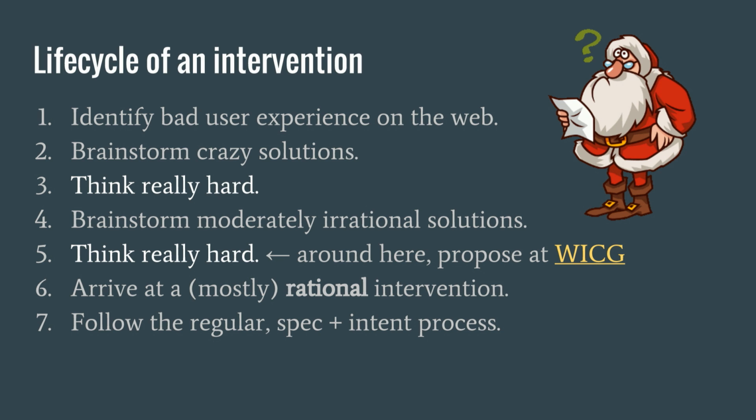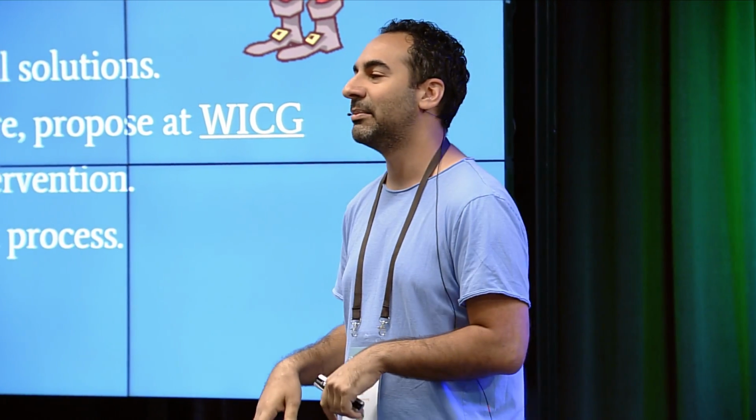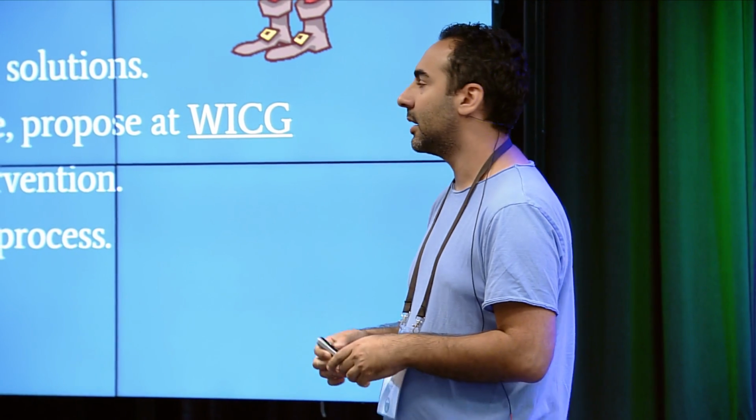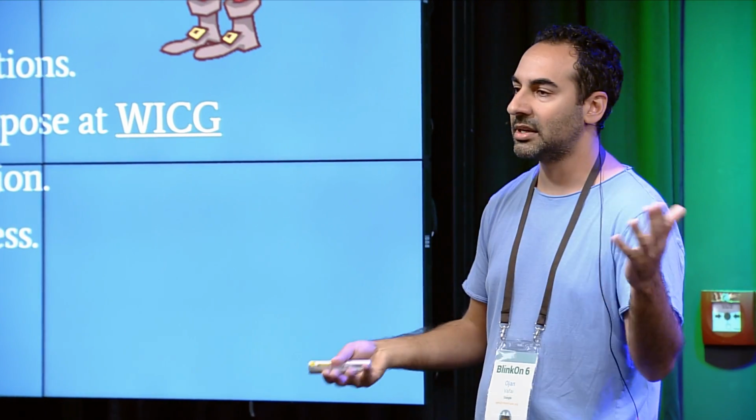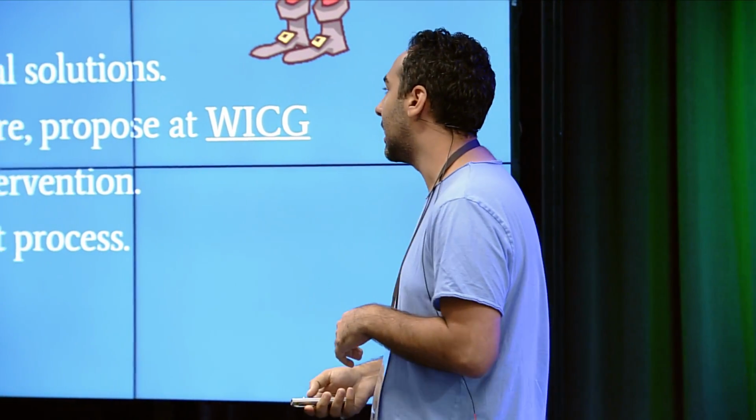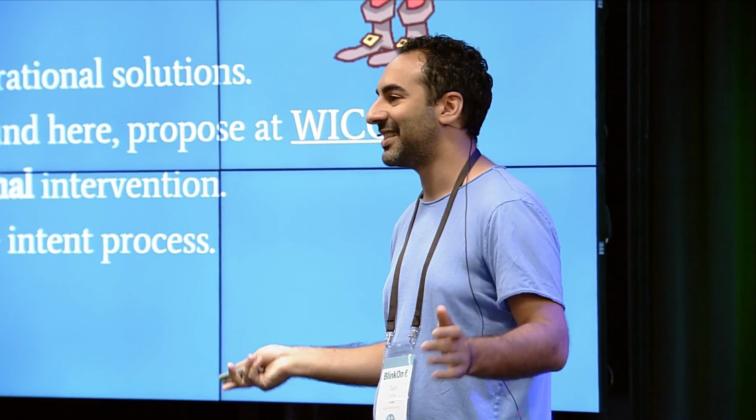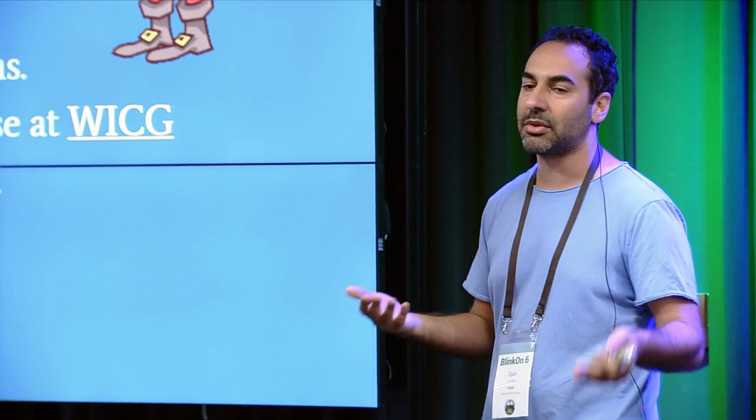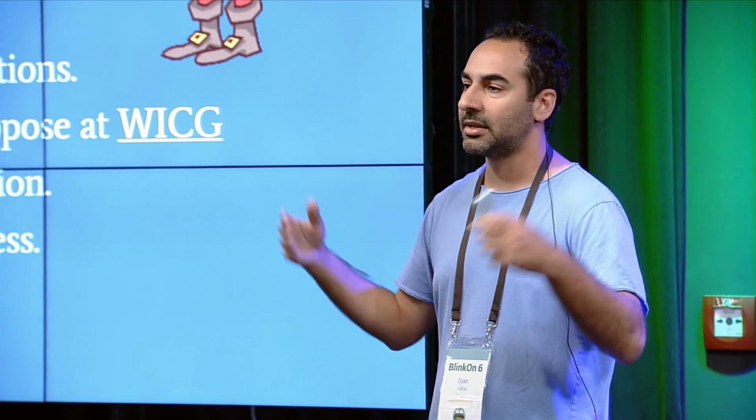So we think some more, and then we arrive at semi-rational interventions. And at that point, we're like, OK, we have something we can at least talk to other people about. We'll start talking to other browser vendors. We present it at the incubator community group at the W3C. It's a location we can talk to other browser vendors about this. And then in the end, we arrive at something that is mostly a rational intervention. Hopefully, it's a purely rational intervention. And then we basically just go through the regular spec process. You write this, you modify the appropriate spec, you send in intent to implement, you ship it.